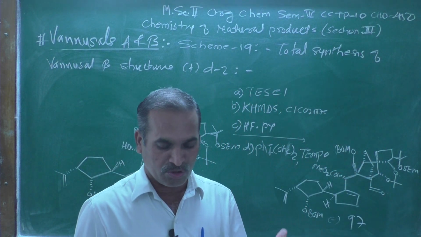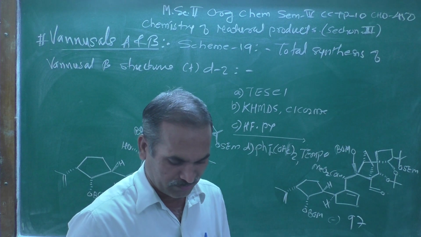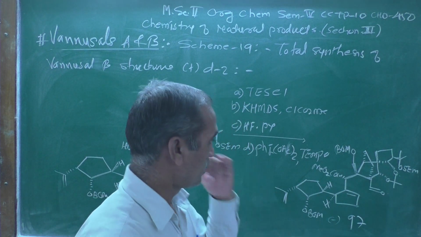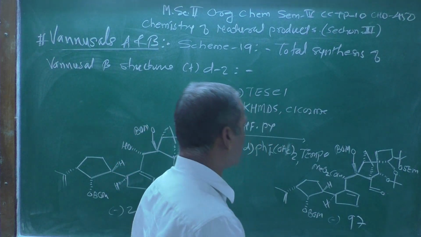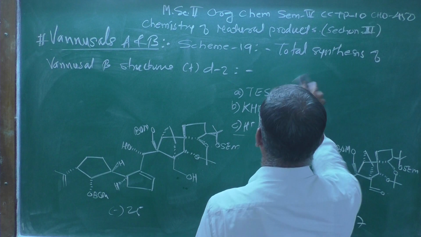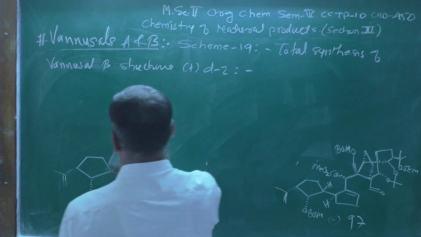Minus means we got an enantiomerically pure compound over here. And after that, when that 97 is treated with the reagent which I am going to represent over here.